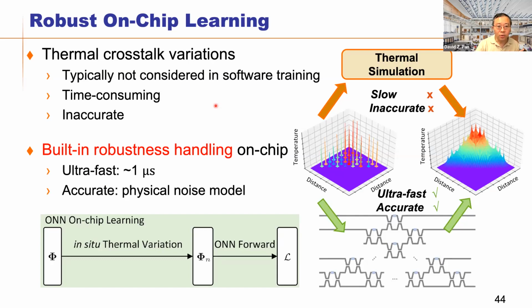And one thing I would like to highlight is why on-chip learning and training is important, right? Because your optical devices may be subject to thermal or other variations. If you have a pre-trained software model which you then map to the circuit, at that time your circuit may have temperature variations and so on and so forth.